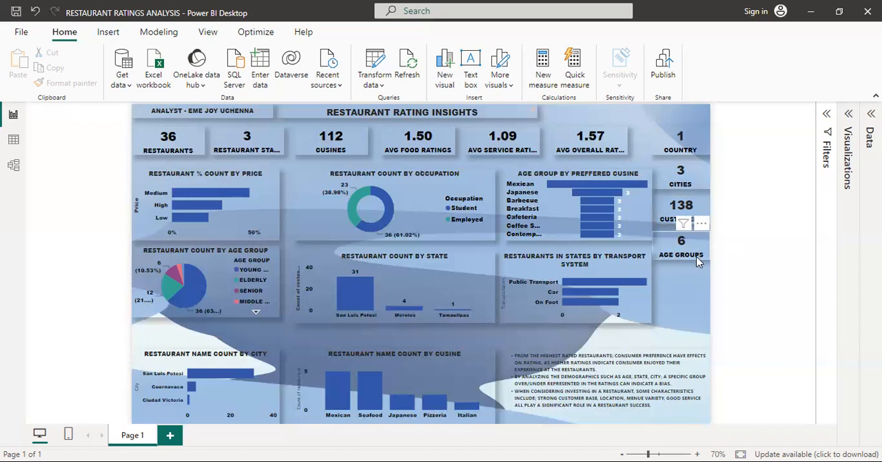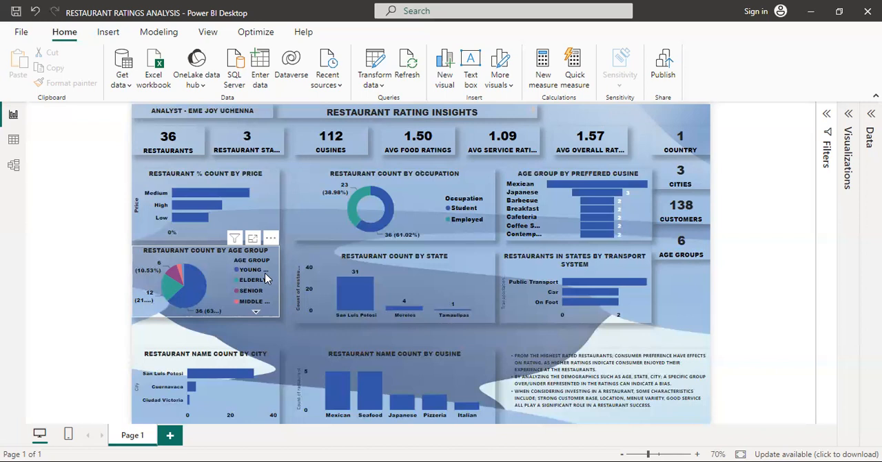Age group, 6. This KPI allowed me to segment customers based on their age groups. It helps to understand how different age demographics perceive and rate restaurants. Here's a breakdown of the different visualizations created. Restaurant counts by age group. By visualizing the restaurant count by age group, I was able to analyze the dining preferences of different generations and identify any variations in restaurant popularity.